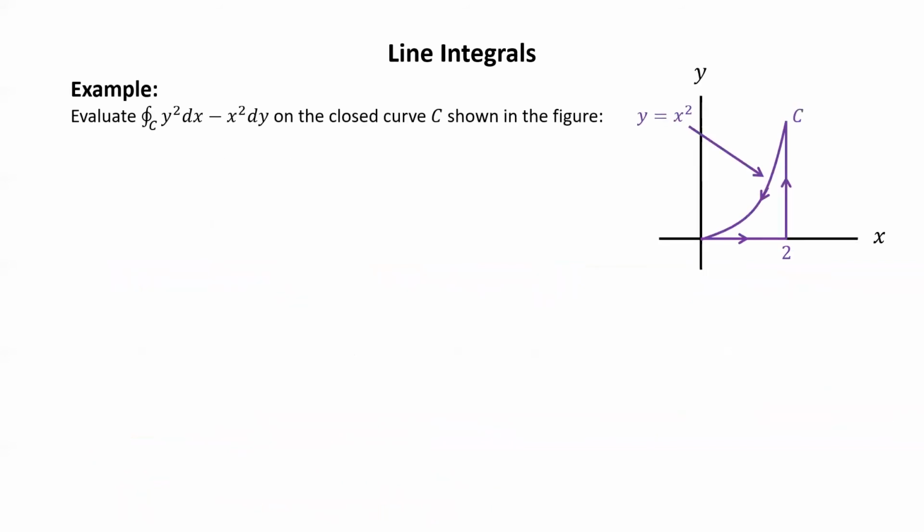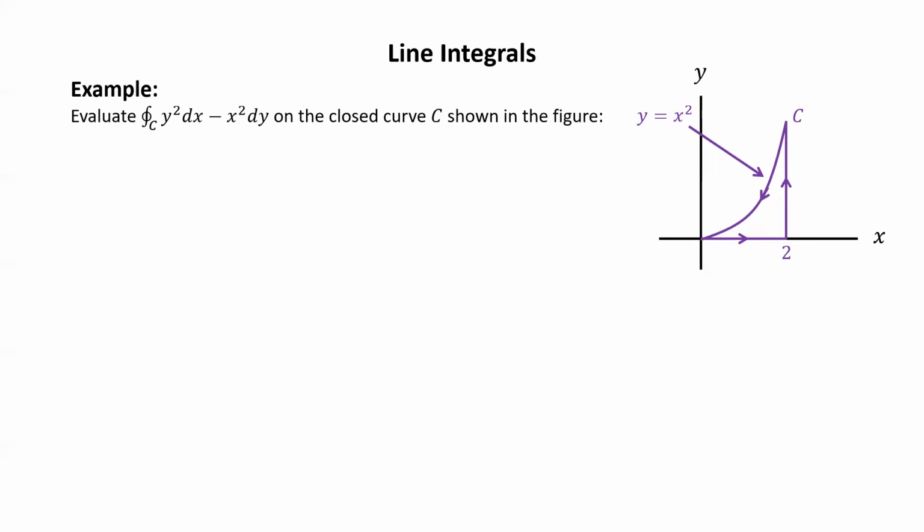Once again, pause the video, try this example yourself, and then resume the video to check your answer. Evaluate the line integral over C of y squared dx minus x squared dy on the closed curve C shown in the figure. Let me just mention that that little circle on the integral symbol there is just being used to indicate that we're integrating over a closed curve.